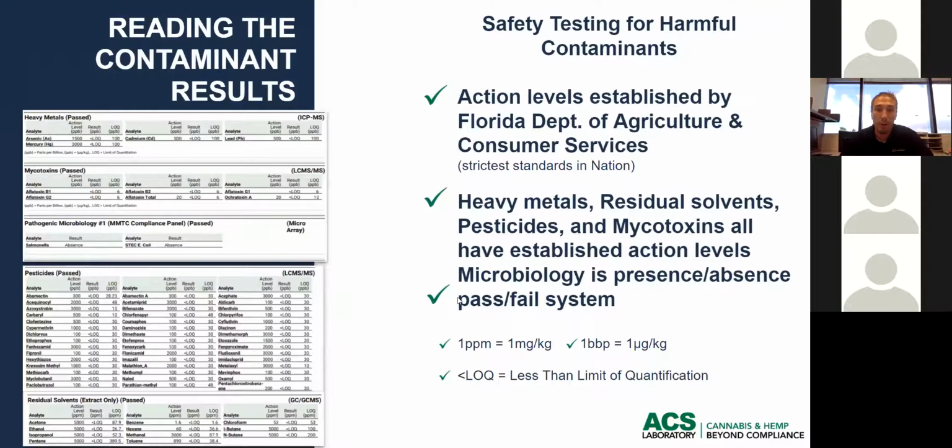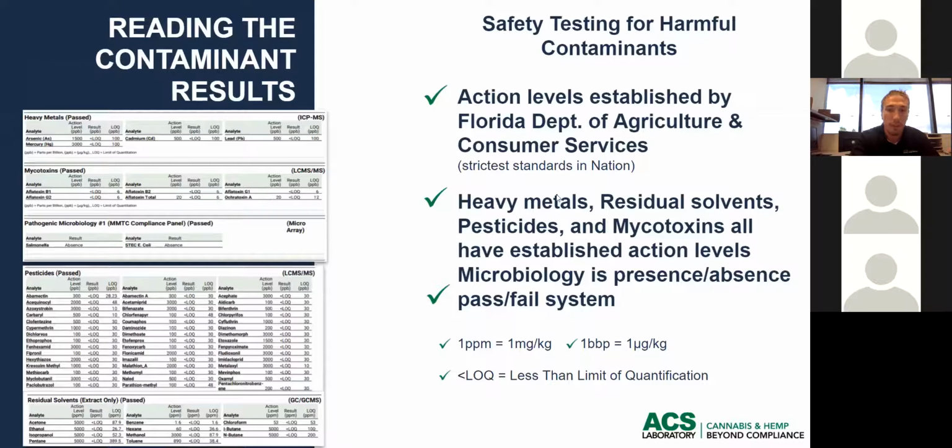The next portion is going to be your contaminant results. This is a big portion for being compliant and making sure that your product is tested safe and free of all the different things that more and more states are starting to put out compliance standards for. For our laboratory, we typically test everything to the action levels established by the Florida Department of Agriculture and Consumer Services. The nice part for our customers is these are the strictest standards in the nation. So as you're looking to market your product nationally or go into different states, you'll know you're going to be meeting those states' compliance standards and not have to worry about any run-ins with any state agencies. You can see that we test heavy metals, mycotoxins, pathogenic microbiology, pesticides, and residual solvents, all to levels established by the FDACS.